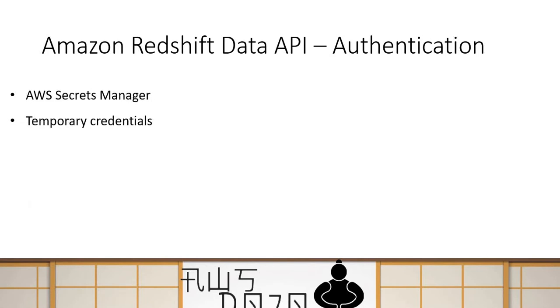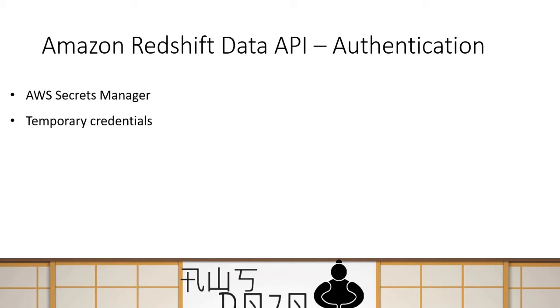So how does the authentication work? There are two ways your Data API can authenticate. One very simple way is that you can keep your login and password in Secrets Manager. Then when calling the API, you simply pass the Secrets Manager reference, the ARN, and it picks up your credentials from there. Simple, job done. It can authenticate the call.